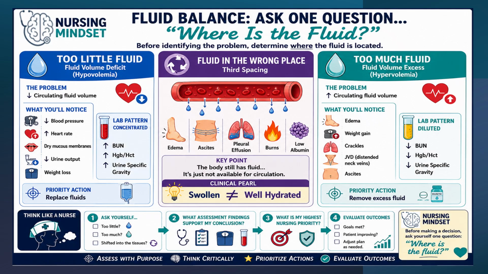Now, let's take a look at the bottom of the graphic. Whenever you assess a patient with possible fluid imbalance, I want you to mentally walk through these questions. First, where's the fluid? Is there too little, maybe too much, or has it shifted somewhere it doesn't belong? Next, ask yourself, what evidence supports my conclusion? What do the vital signs tell me? What do laboratory values tell me? What am I seeing during my physical assessment? Then determine your priority. Does this patient need fluids? Do they need excess fluid removed? Or do I need to address the underlying cause that's causing the fluid to shift?